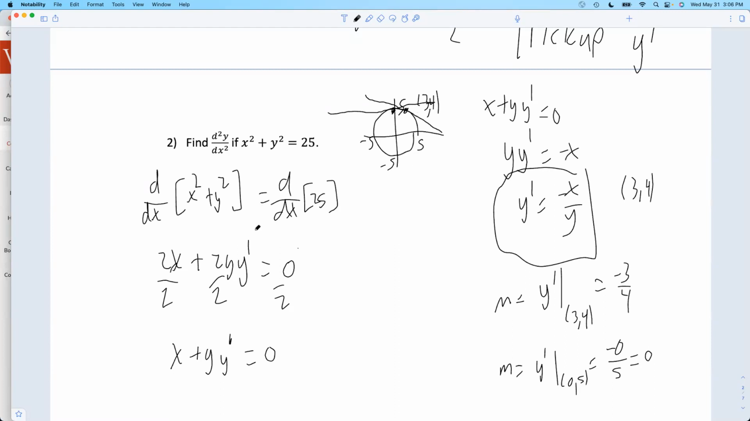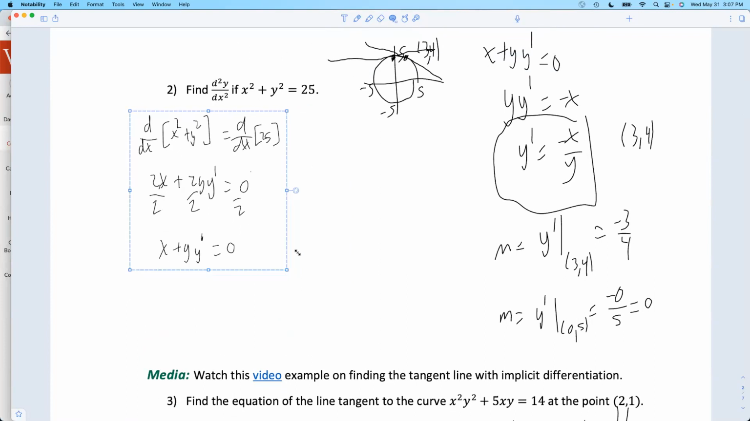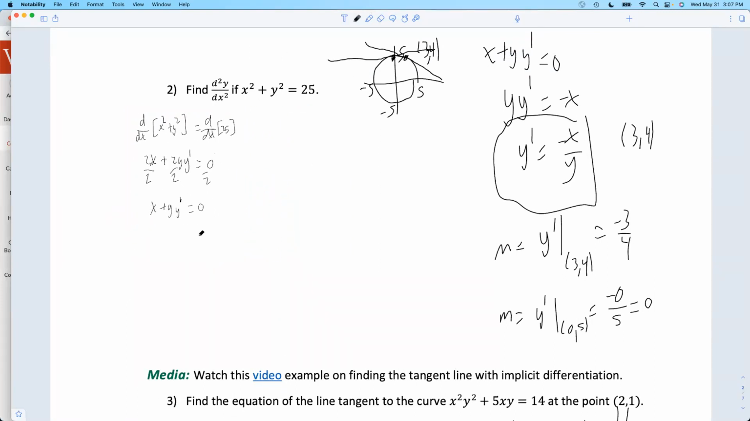All right, now let's finish answering the question. They wanted the second derivative of y, so I want y double prime. So I would go through again and take another derivative. We take the derivative with respect to x of everything here. The derivative of x is just 1. Here I've got a product of functions, y and y prime, both depend on x. So this is a product of functions, and I have to use the product rule.